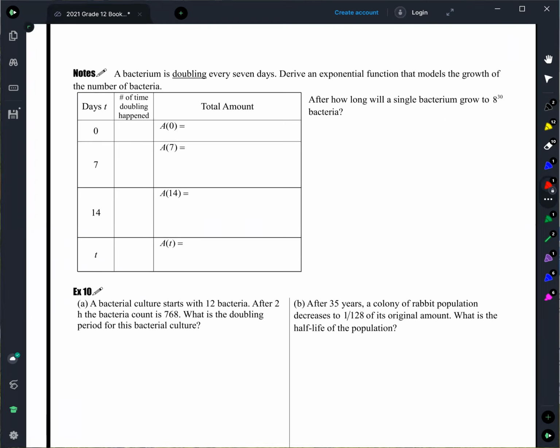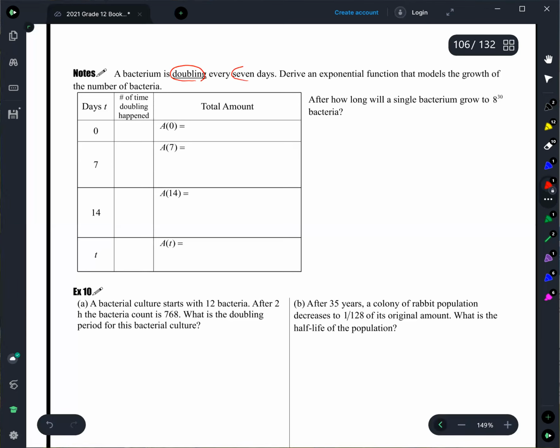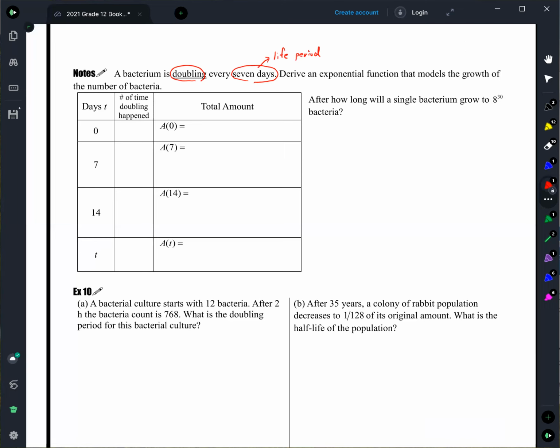And instead of every year, another thing that's different about this one is it says the bacterium is doubling every 7 days. So it has a special changing period. We call this the life period. Okay, please write this down. So it can change. They can say it doubles every 2 weeks. It becomes half every 2 days. It can change to anything. So instead of every year, this life period can change as well.